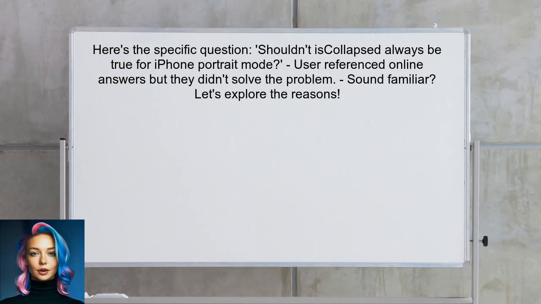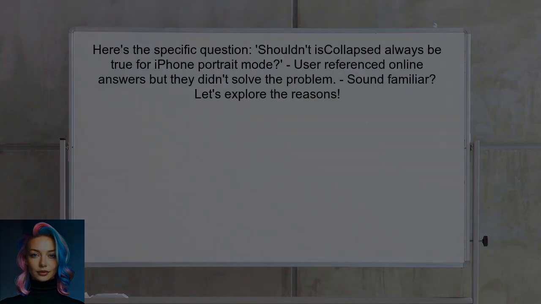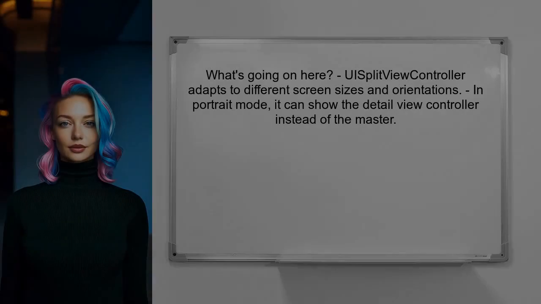Let's dive into the specific question at hand. One user asked, shouldn't isCollapsed always be true for iPhone portrait mode? They referenced some answers online, but they didn't quite solve the problem. Sound familiar? If you're experiencing this, let's explore the reasons behind it. So, what's going on here?